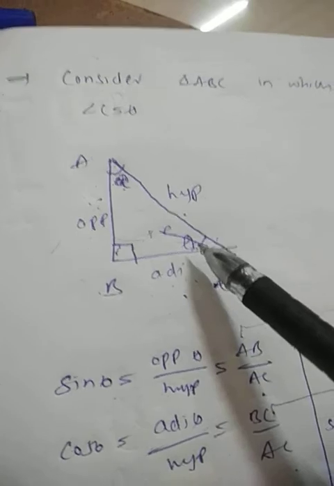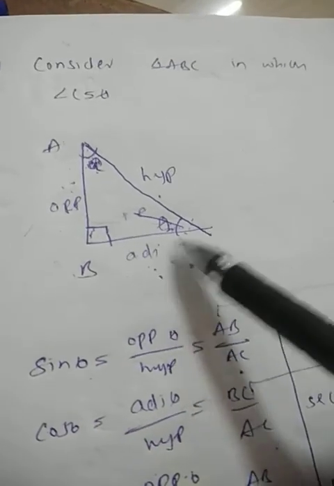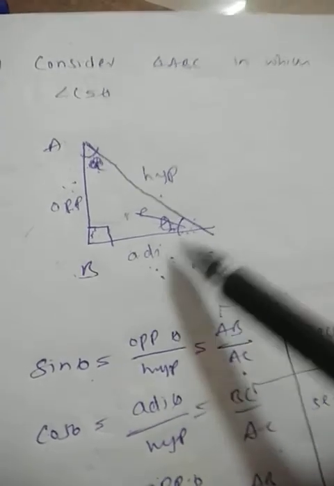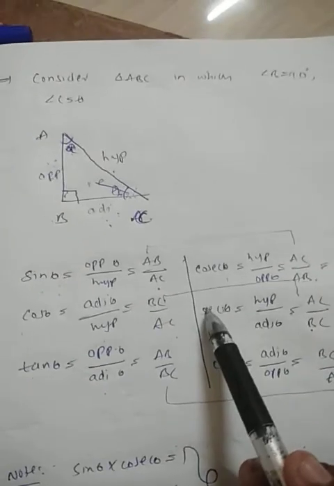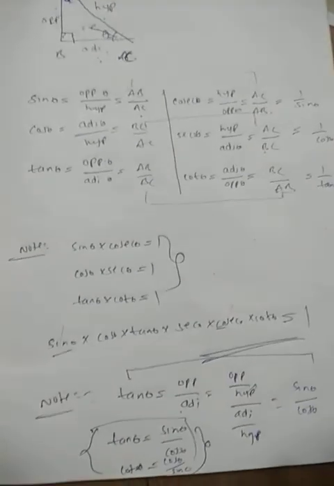Once again, I repeat one point here. If this is theta, this is opposite to theta, this is adjacent to theta, the attaching side, let us take adjacent. So this is the opposite side. The basic trigonometric ratios: sin theta is opposite by hypotenuse, cos theta is adjacent by hypotenuse, tan theta is opposite by adjacent. Cosec theta is the reciprocal of sin theta. Sec theta is the reciprocal of cos theta. Cot theta is the reciprocal of tan theta.